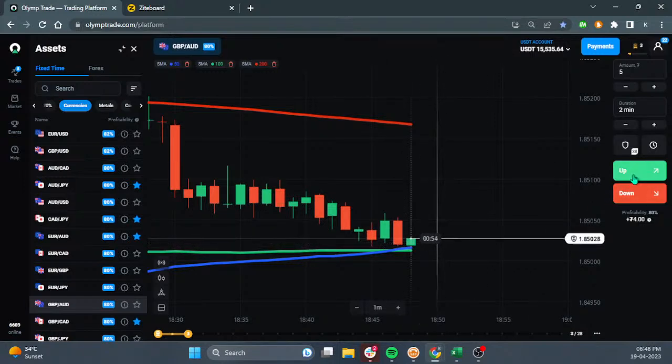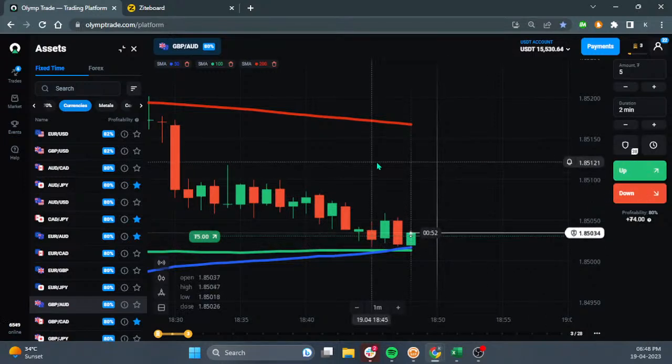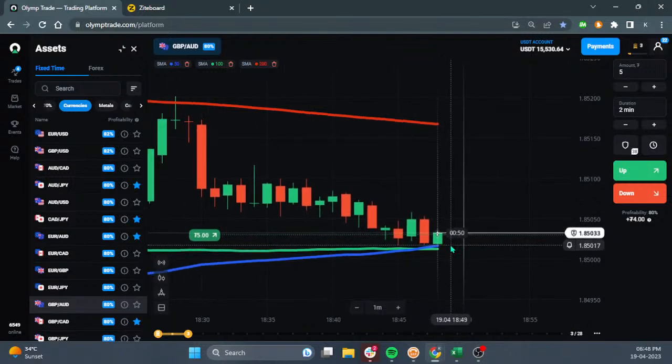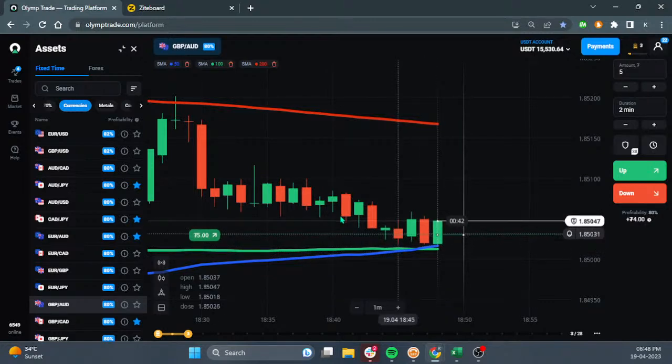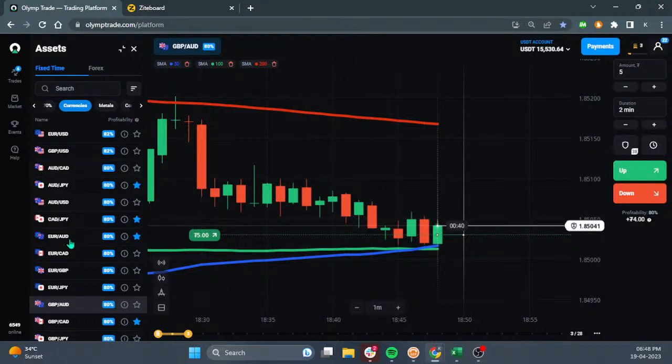I can open an up trade over here. Why am I opening an up trade? Because if you see, the asset was touching SMA 50 and to some extent SMA 100 as well. So I'm expecting a reversal over here. That's why I opened a trade. Let's see how it goes.